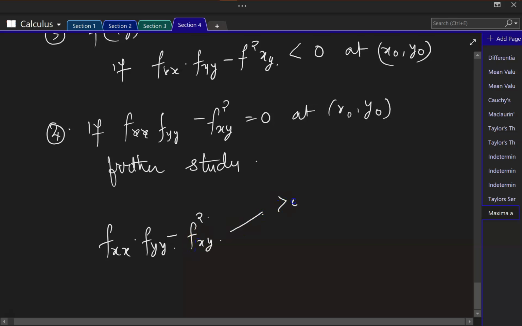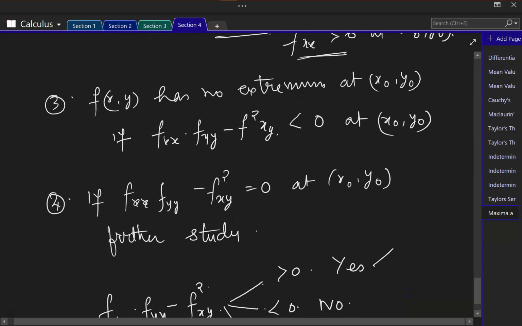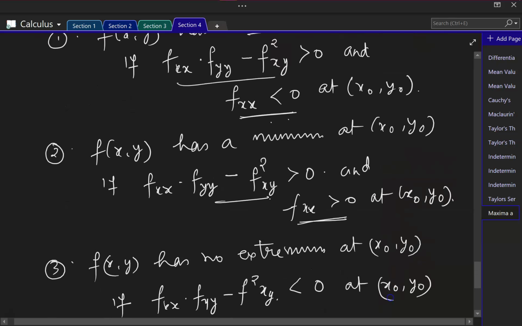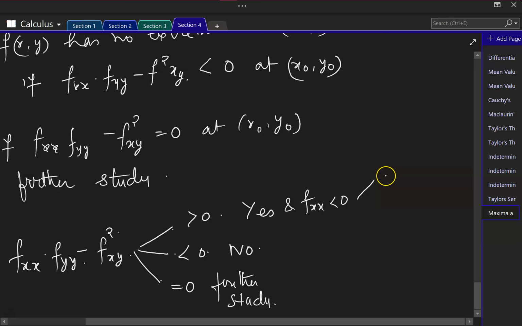If it is greater than 0, then yes, there is an extremum. If it is less than 0, no extremum. If it is equal to 0, further study. Now, if it is yes, then we have to look at fxx. Let's say it is less than 0. That means it is maximum. Greater than 0, it is minimum. Yes. Okay.